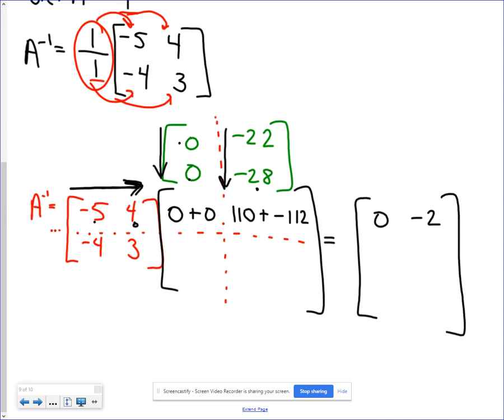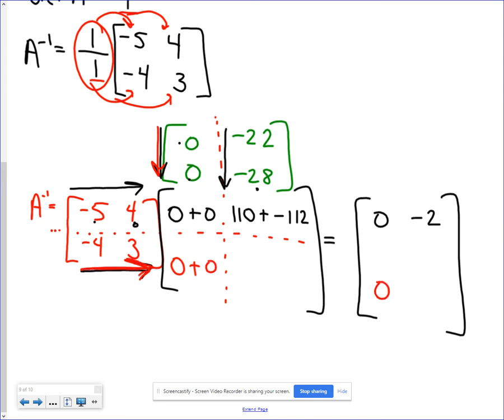Now we're going to do the whole process over again, but this time we're using the bottom row. We're going to use this bottom row and this column. -4 times 0 is 0. 3 times 0 is 0. 0 plus 0 is 0.